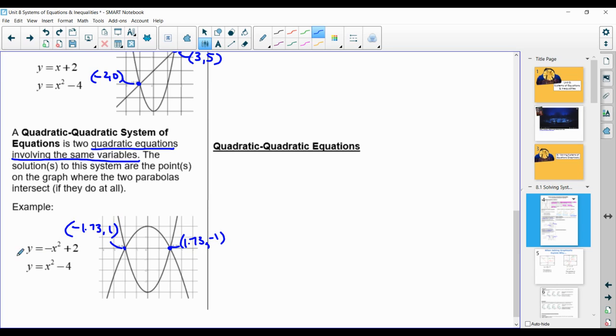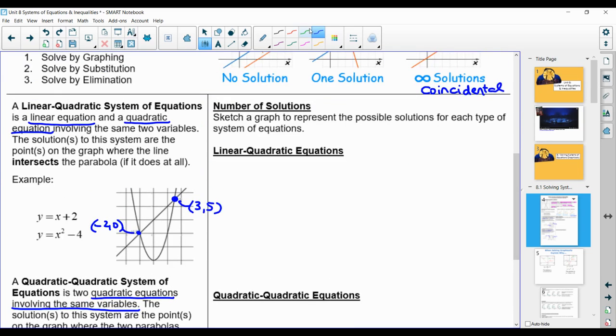Now, if we were solving algebraically, we could get an exact answer, but today we're just focusing on the graphical solutions. Now let's take a look at the number of solutions or the possible solutions that we could have. Now taking a look at our linear quadratic equations, there are three possible types of solutions.